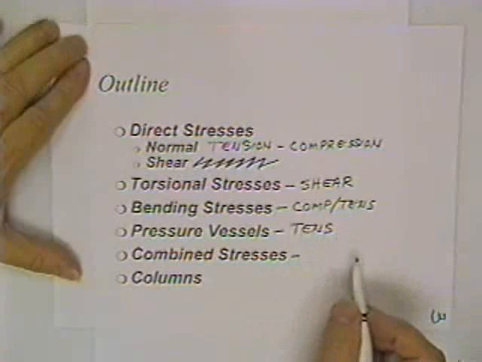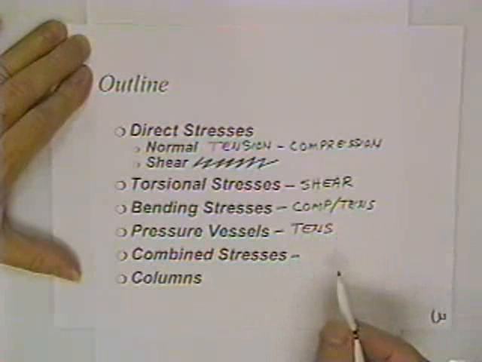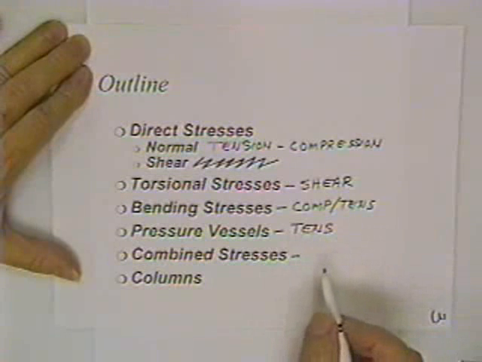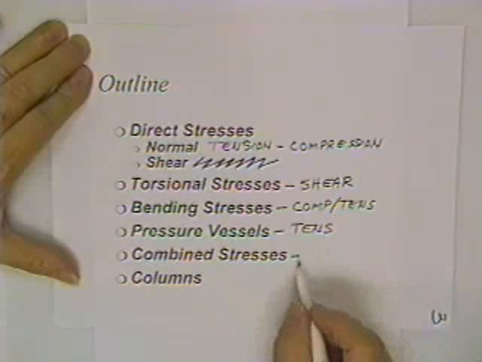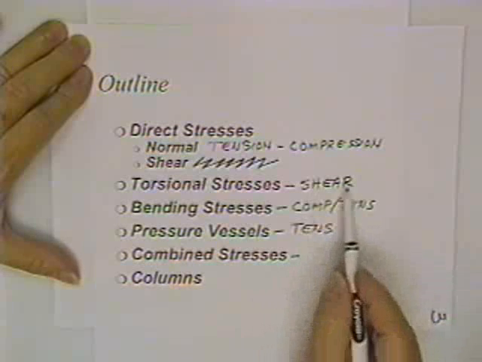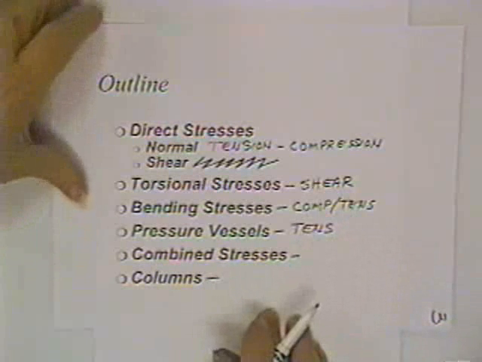Then we have the case where you have combined stresses, where you may bend the structure and twist the structure and pull on the structure all at the same time. Those are called combined stresses. They're merely a combination of these previous values. And then we will study columns.